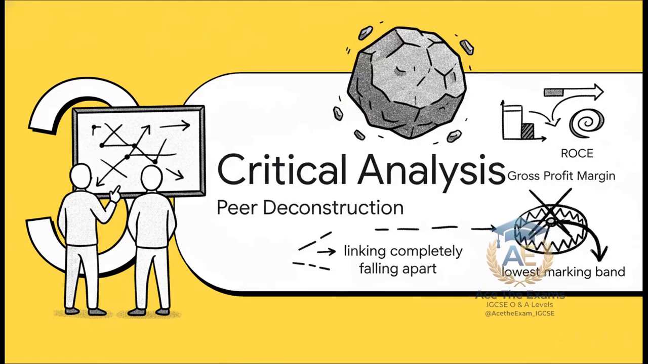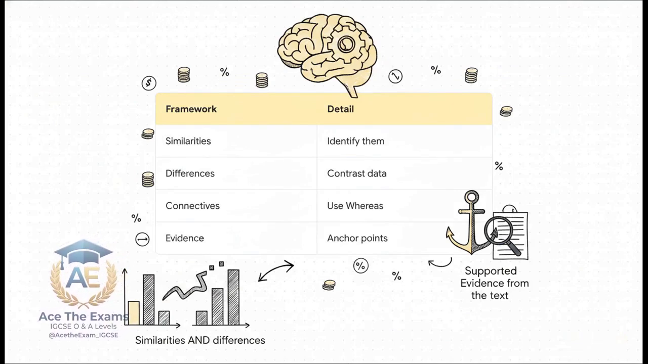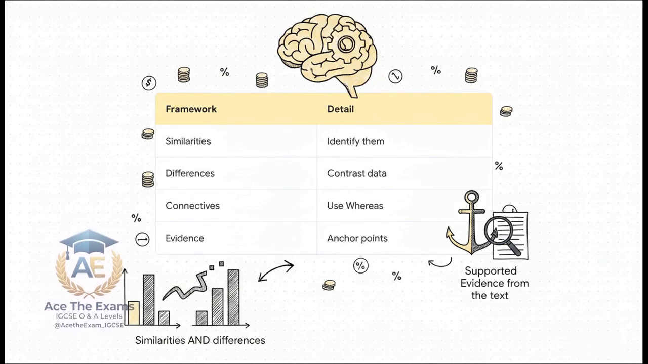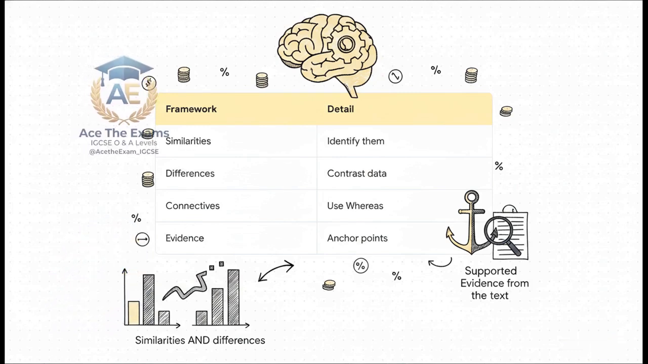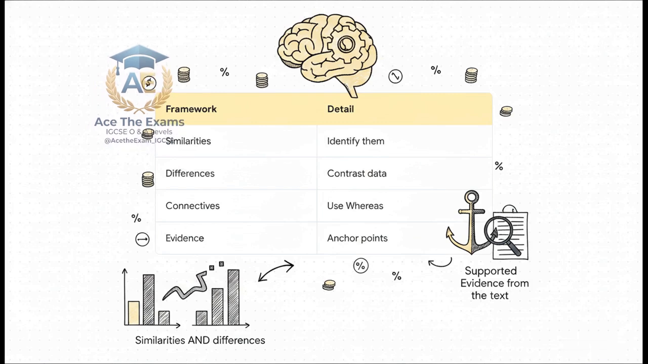All right, we are back. Let's dive into Section 3, Critical Analysis, the Peer Deconstruction. So Alex and Sam are actively drafting their model response now, going paragraph by paragraph. But suddenly, they hit a massive roadblock. They're totally stuck trying to evaluate the relative importance of a dropping gross profit margin versus a rising ROCE, and their paragraph linking is completely falling apart. They're essentially just listing facts. They're writing, the margin went down, the ROCE went up. Guys, that is a trap, and it will immediately cap their grade in the lowest marking band.